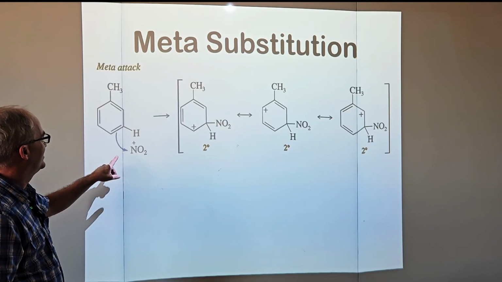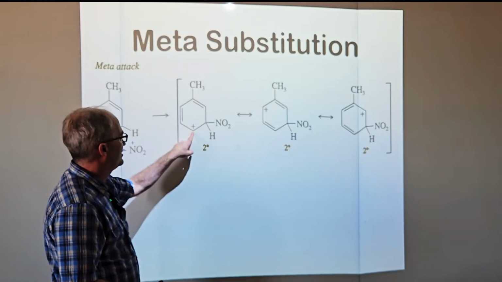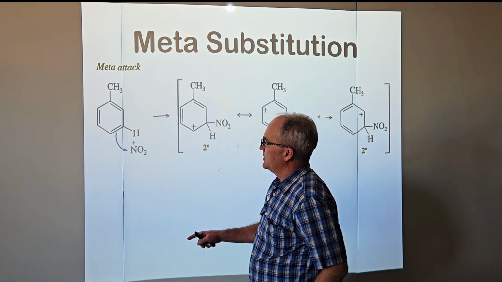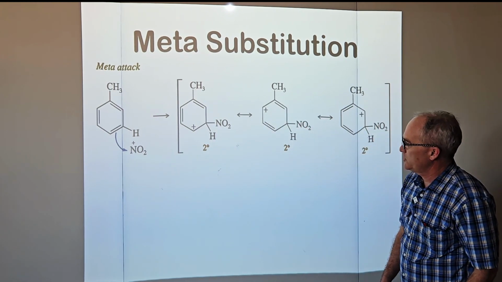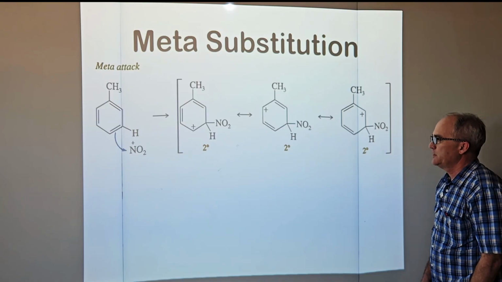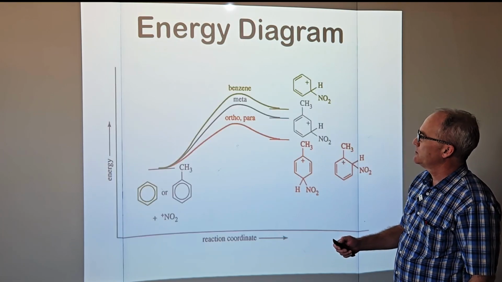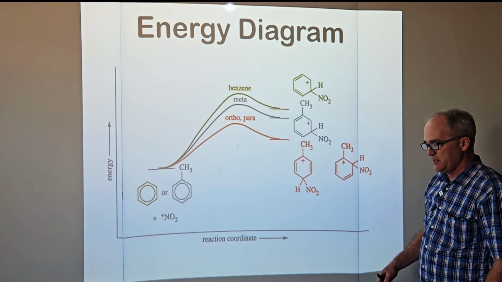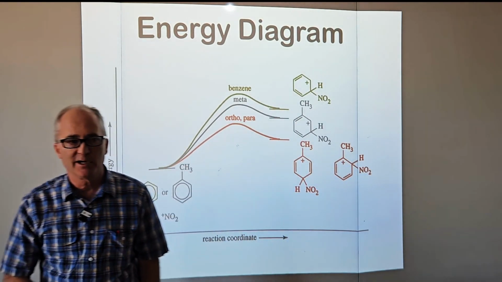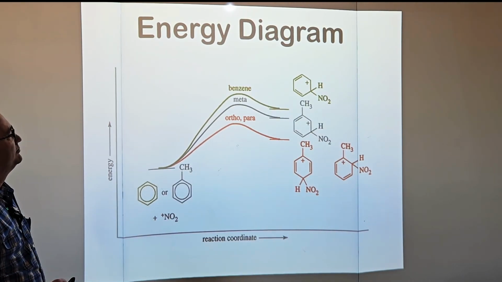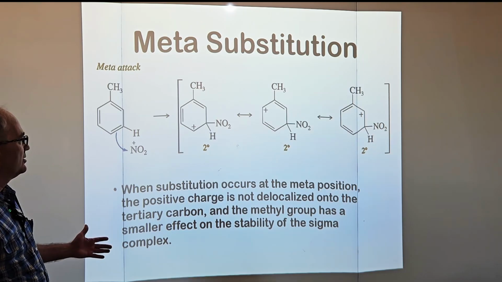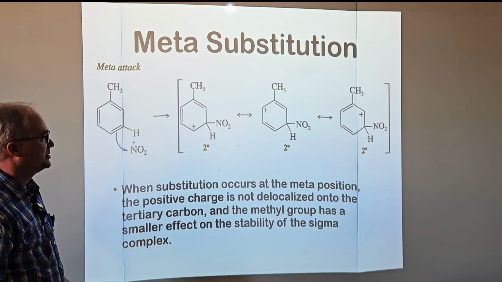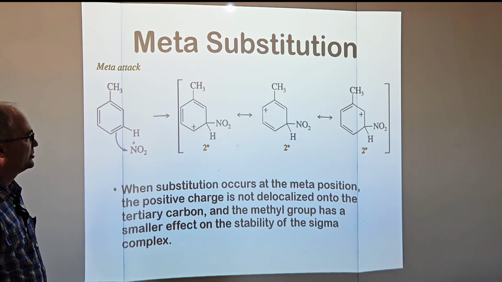I ought to change the order of these slides. So let's put it in the meta position. There's a secondary carbocation, secondary. So if the nitronium goes to the meta position, you never get a tertiary carbocation in the sigma complex, and nature knows that, and that is why you have a higher energy barrier to get over. That's why we only got 4% instead of the 60-40 that we got with the ortho para. So when substitution occurs at the meta position, we never get to delocalize the positive charge onto a tertiary carbon. But those other two positions for the electrophile to hit, we do get that to occur.